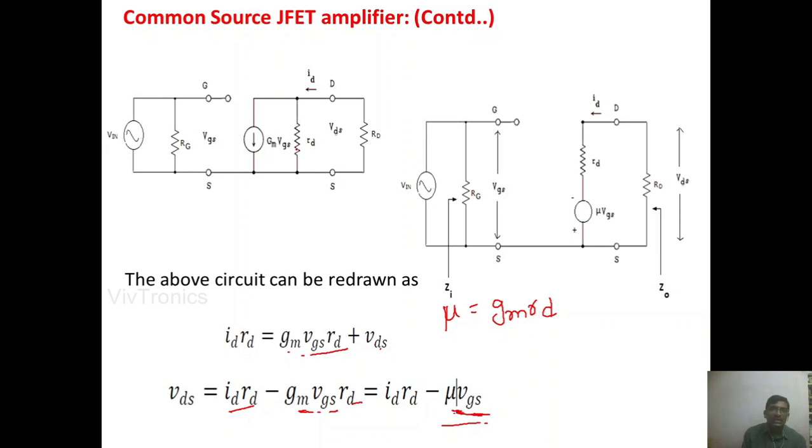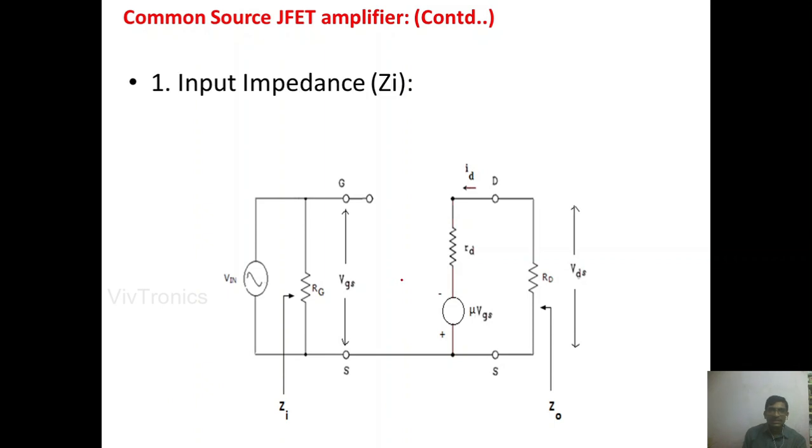So this Norton's equivalent circuit has been converted into the Thevenin's equivalent circuit, where mu VGS is a voltage source and RD is the drain resistance in series with this source. Here mu is equal to gm into rd. In our analysis, for simplification, we have taken this equivalent circuit in terms of voltage sources. So this is the equivalent circuit. Now we are going to get the input impedance.